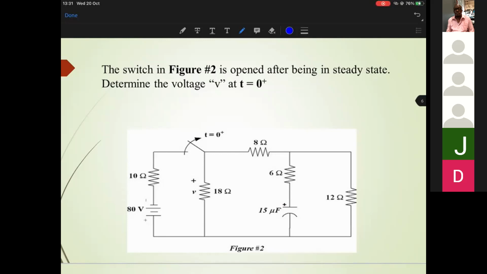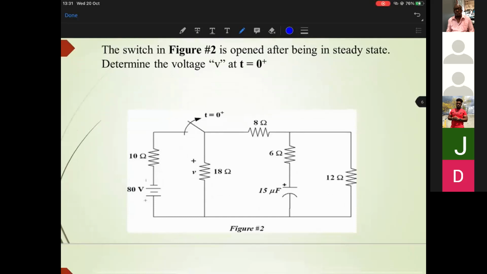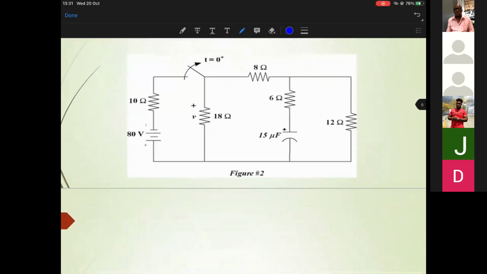Okay, so the approach I would take to this: I'm seeing that the switch is open after being in steady state. T0 minus, before opening, would mean that the capacitor is fully charged, and therefore in the circuit it will be represented by a short circuit. Yeah. So from the perspective of the source, represented by what? An open circuit. Right. Okay.